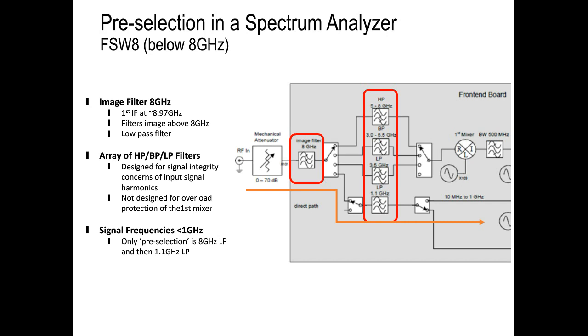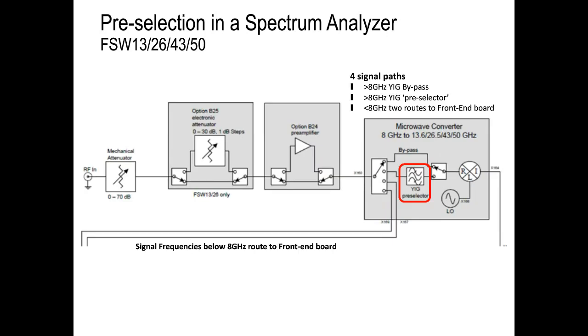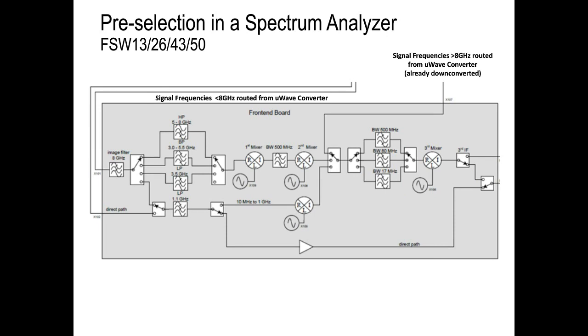Now for completeness, if you have an analyzer that goes above 8 gigahertz, the analyzers will split the path. Comes in here below 8 gigahertz, it goes back to that initial board that we just saw. But if you're above 8 gigahertz, you go through what's called a YIG pre-selector or the bypass. So let's cover what that means after this slide. So here's where the below 8 gigahertz comes in. Here's where the signals above 8 gigahertz are already down converted and everything comes in to match.